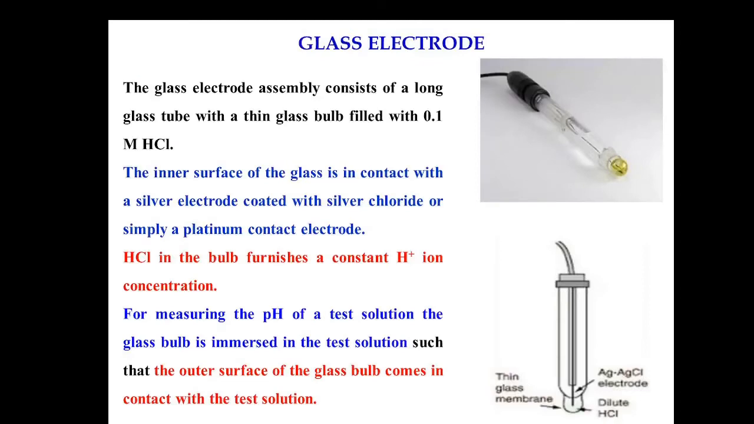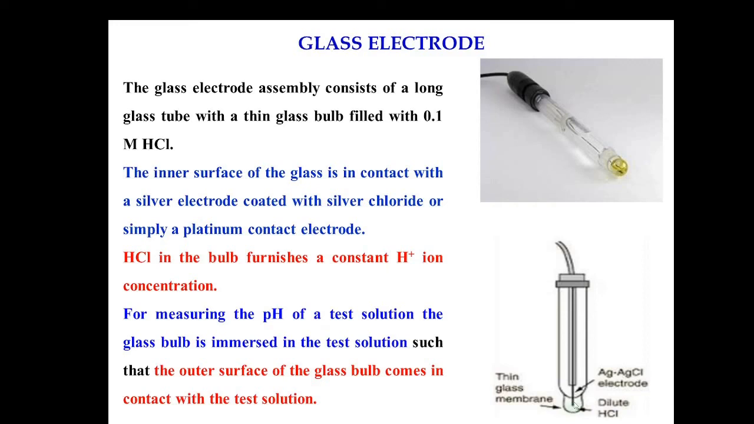The glass electrode assembly consists of a long glass tube with a thin glass bulb filled with 0.1 molar HCl. The inner surface of the glass is in contact with a silver electrode coated with silver chloride, or simply a platinum contact electrode. HCl in the bulb furnishes a constant H plus ion concentration.